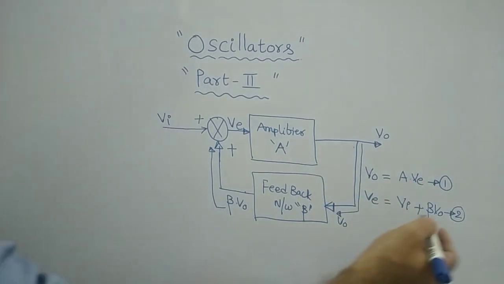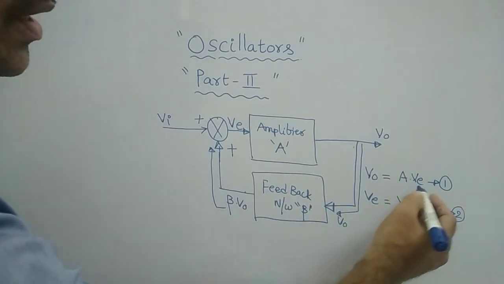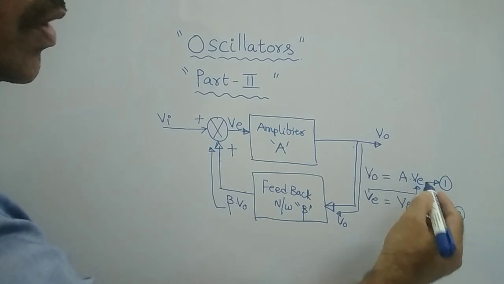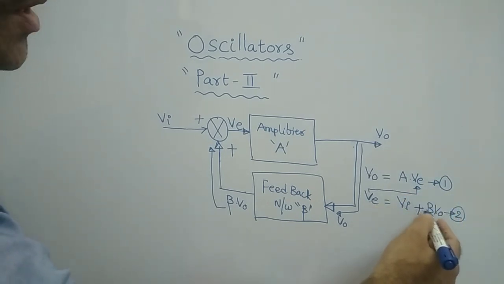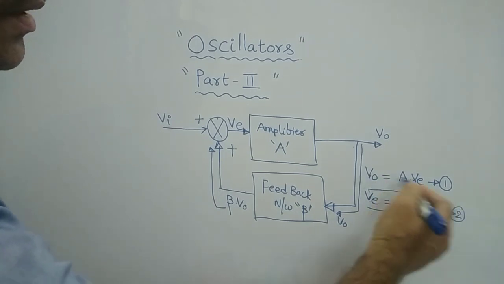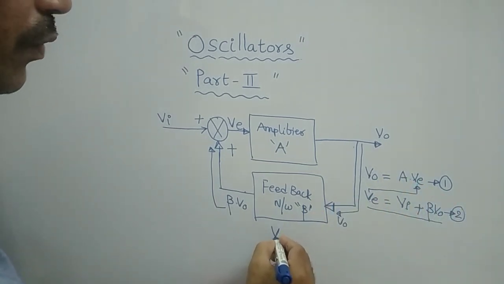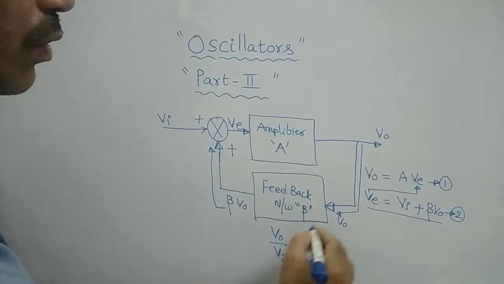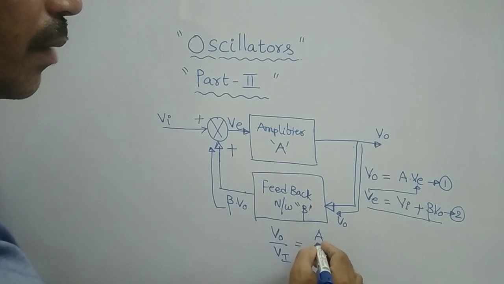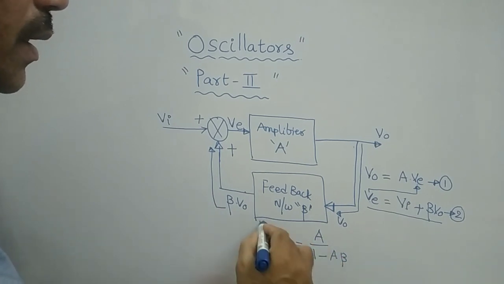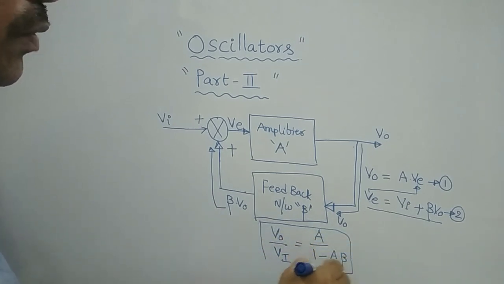Now substitute equation 2 into equation 1. Wherever VE is there, substitute VE equal to VI plus beta times V0. Then you can bring the relation V0 by VI, the output by input, which is equal to A by 1 minus A into beta. This is your expression.